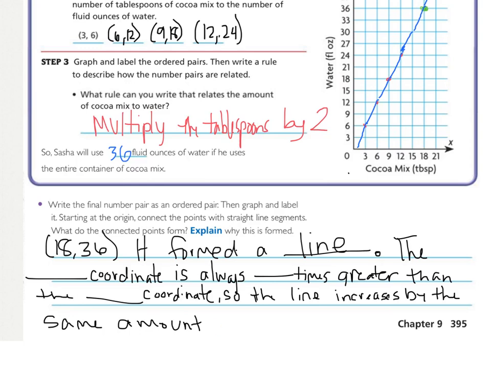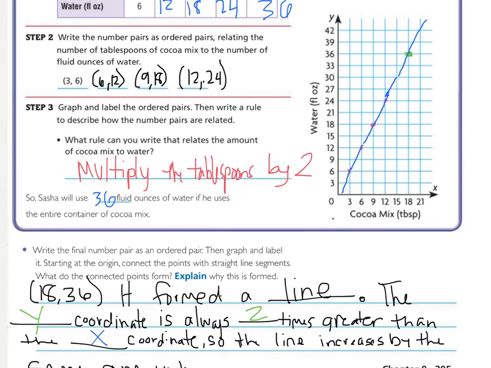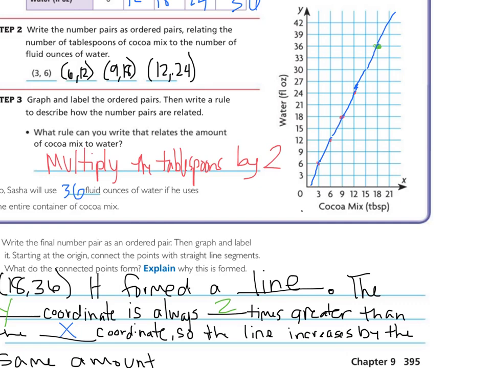So which coordinate is always becoming greater than the other one? Well, the y coordinate is always how many times greater? What are we multiplying by? It's always 2 times greater than what coordinate? What coordinate are we multiplying? The x coordinate. Now, because it's consistently always 2 times more, that means the line just increases by the same amount every time. And you can see that right here. It's just a straight line.